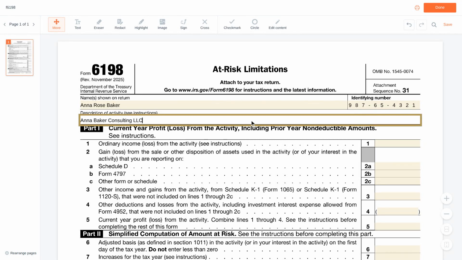You start with the prior year at-risk amount, add contributions and borrowed amounts for which you are personally liable, and subtract losses previously deducted and distributions received during the year.